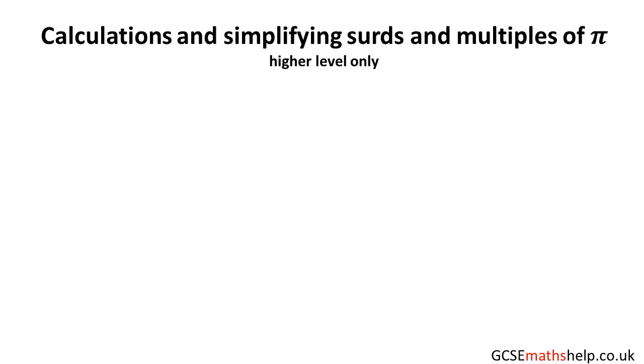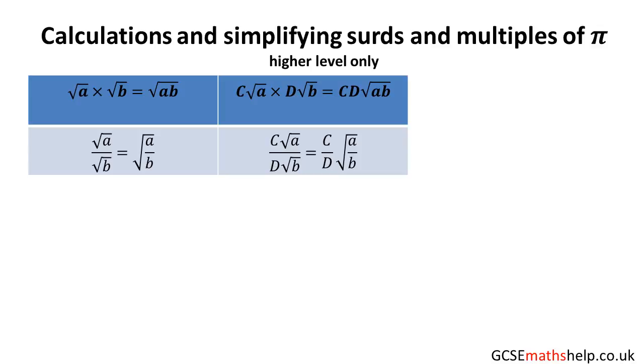Next up is surds and multiples of pi. So this is again aimed at the higher end of the paper. Firstly, we need a few rules about surds. So surds are just numbers that are square roots, and as long as your numbers a and b are not square numbers, so something like 2 or 3 or 5, then actually we can't go any simpler than that, and so we keep them as an exact number.